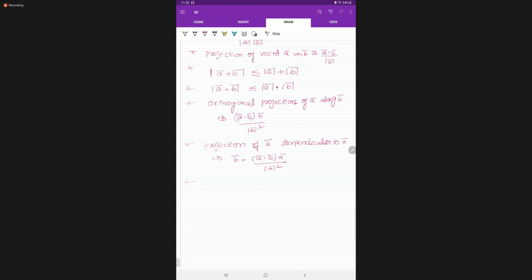Next, if A bar and B bar are unit vectors, and theta be the angle between A bar and B bar, then modulus of A bar plus B bar is equal to 2 cos theta by 2, and modulus of A bar minus B bar is equal to 2 sin theta by 2.